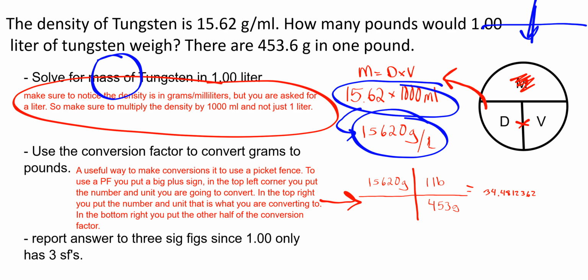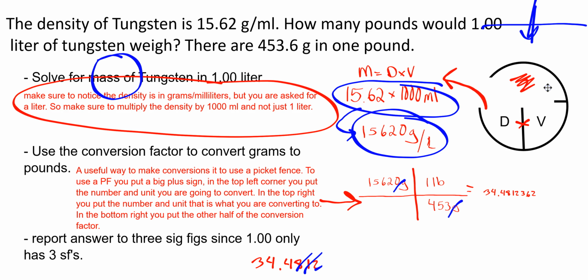The reason we do a picket fence, what's nice about it is it helps us keep track of our units. If I have a gram on top and a gram on bottom, it cancels out. So that leaves me with pounds, which is what I want. So now I go to the third step, which says to report answer to 3 sig figs, since 1.00 only has 3. And I have this as well.